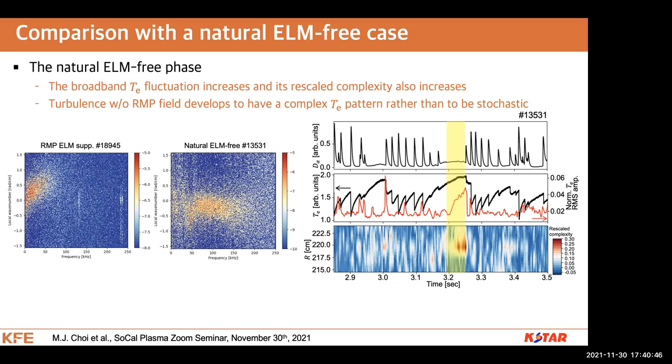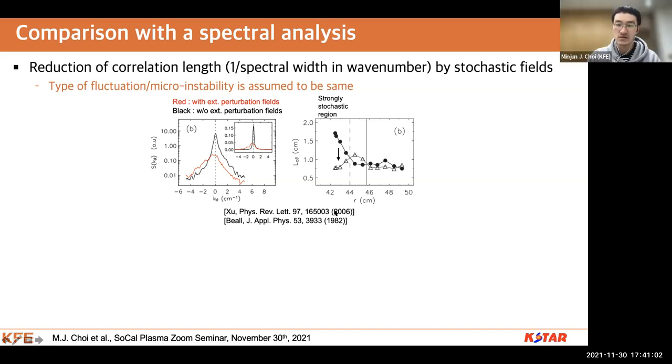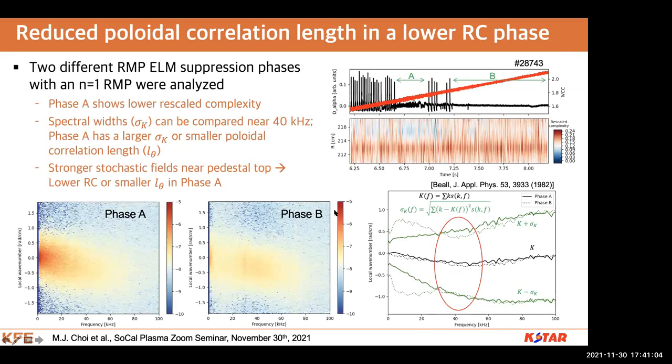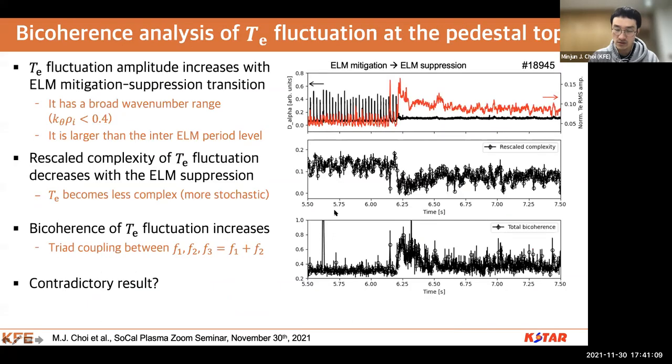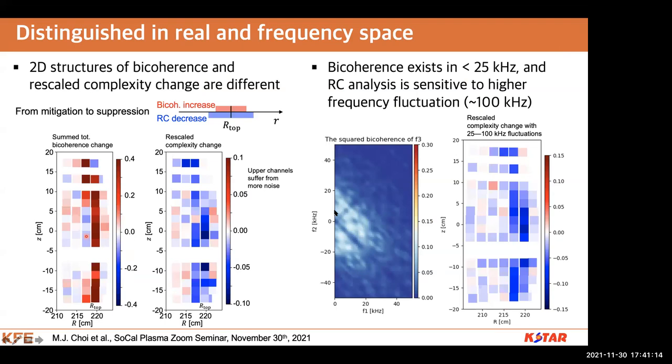All right, and next, Guanyin Yu. Thank you for the talk, it's very interesting. I have more of a fundamental question. You showed a bicoherence plot for the local turbulence. How will a static RMP island increase the bicoherence of local turbulence?